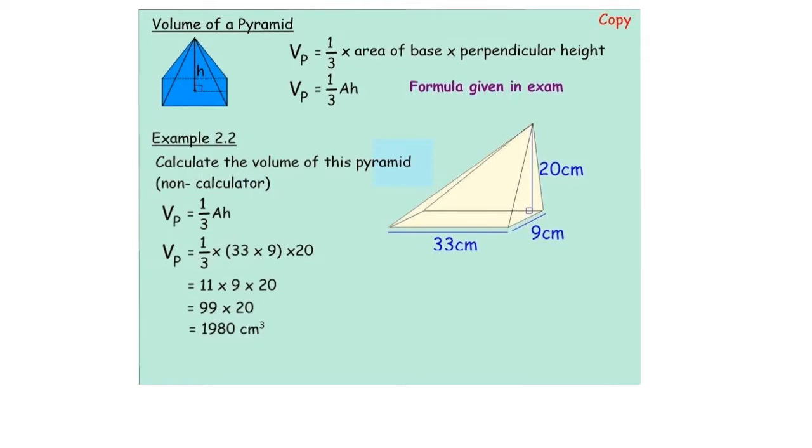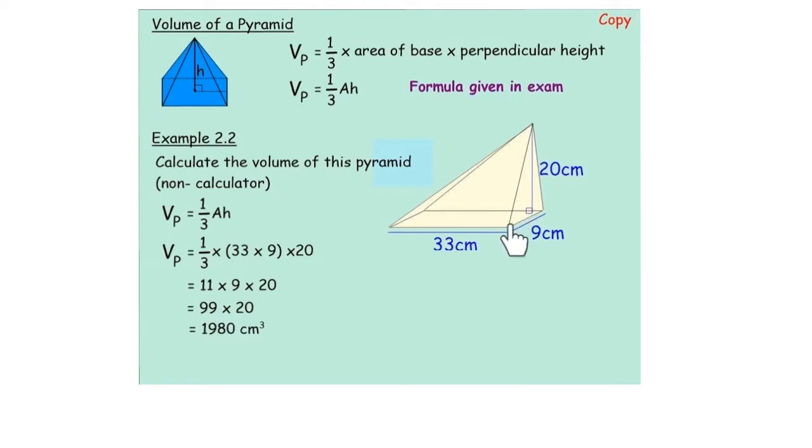In some examples, you might just be told what the area of the shape of the bottom is, in which case all you have to do is 1/3 times that number times the height of the pyramid. And I think the first couple in the textbook are like that, so they're quite straightforward. This example here is slightly more complicated.